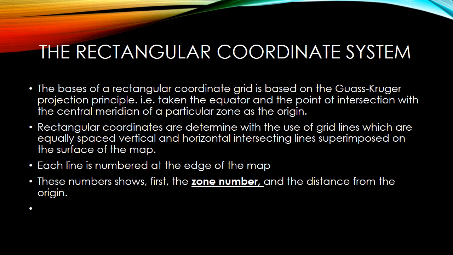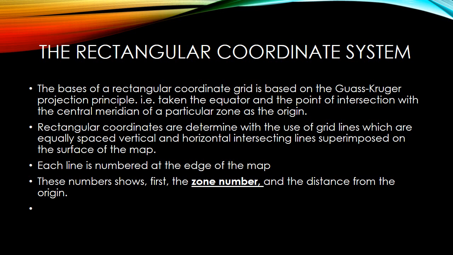Now that we have refreshed our minds on the x and y coordinates and how to find or plot points on it, let's come to the real map rectangular grid system, the rectangular coordinate system. Now, the coordinate system also has an origin just like the x and y coordinate, and it is formed at the intersection of the equator and the central meridian of a particular zone.